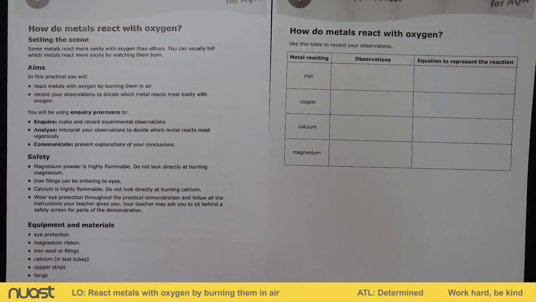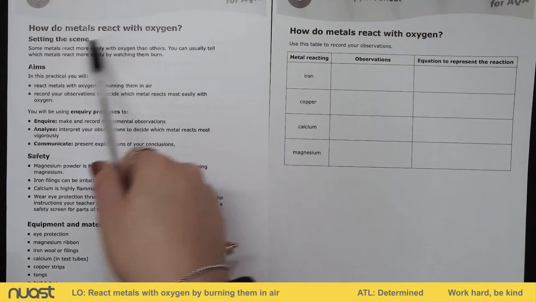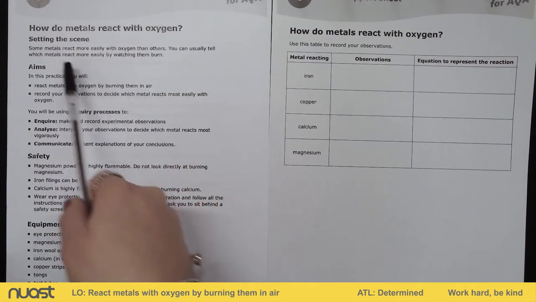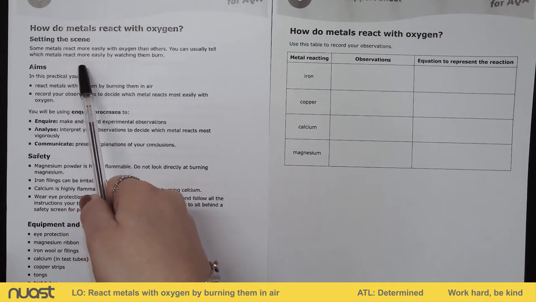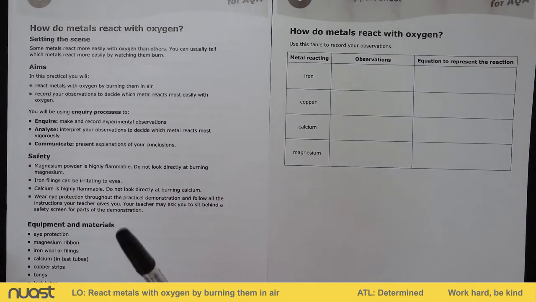So this worksheet should have been sent to you by your teacher. If we have a quick read through, we're doing the 6.2.4 practical sheet, how do metals react with oxygen. Some metals react more easily with oxygen than others. You can tell which metal reacts more easily by watching them burn. And that's exactly what we're going to do today.